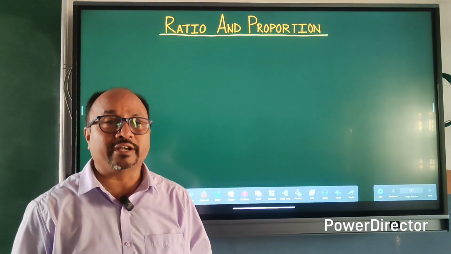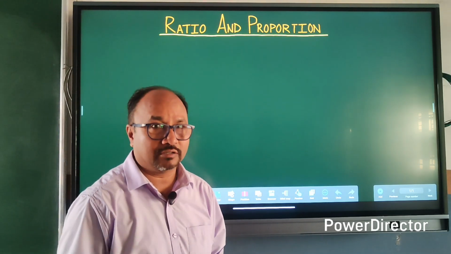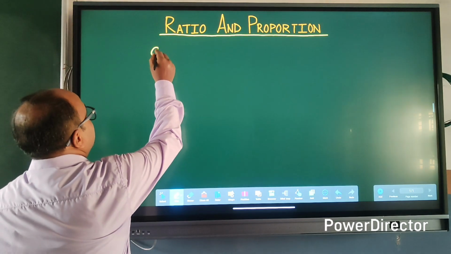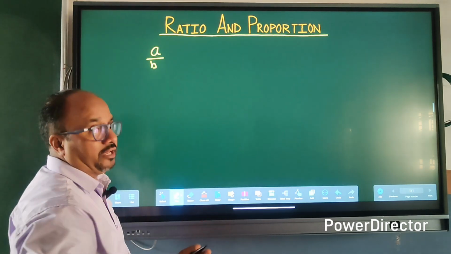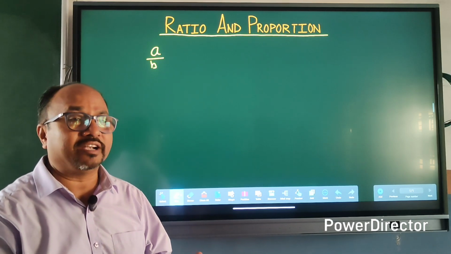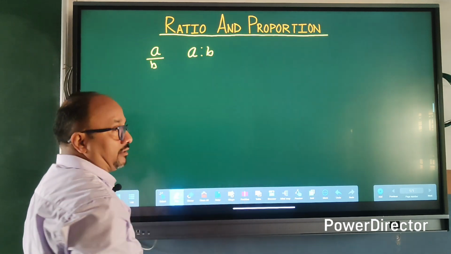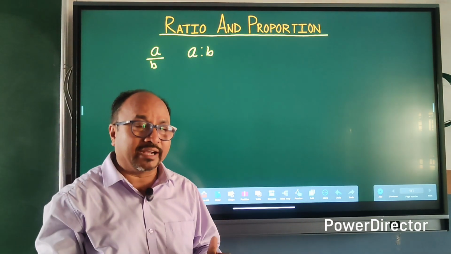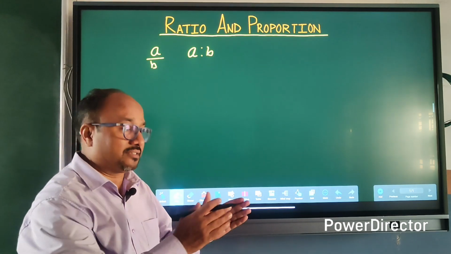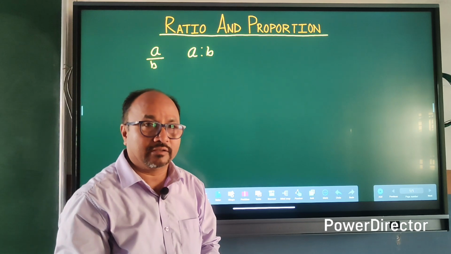So if I have two quantities A and B, the comparison here is by means of division. Usually we write it in a divided form like this, A by B. So we are comparing A in terms of B. The same thing when we deal in ratio, we write it as A is to B. So A by B gets written as A is to B. We read it as A is to B, and the ratio sign is a double dot.